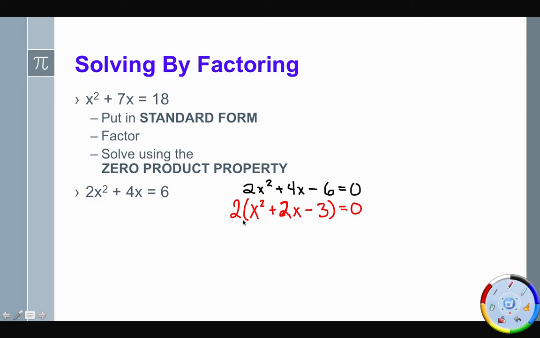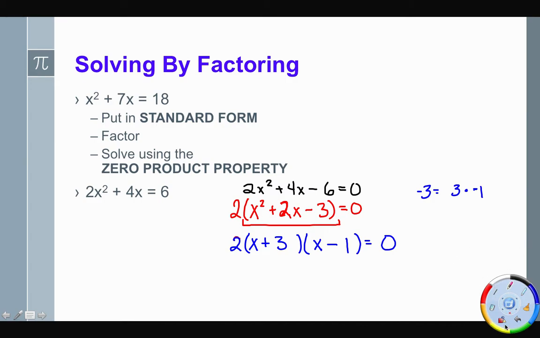And now I can factor the inside piece here, the quadratic. So I am looking for two numbers to multiply together to get -3 that will add together to get +2. And I know that -3 is equal to a 3 times a 1. In order to get a +2, I need more positive than I have negative. So I need a +3 and a -1. So I factor it to x plus 3 and x minus 1.